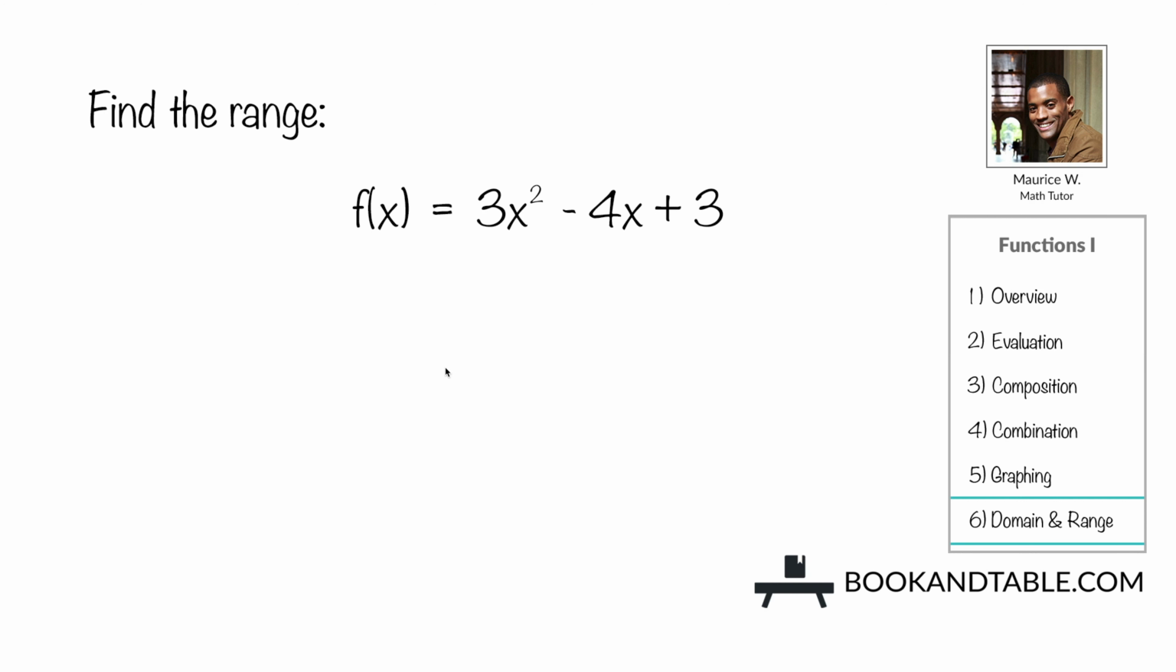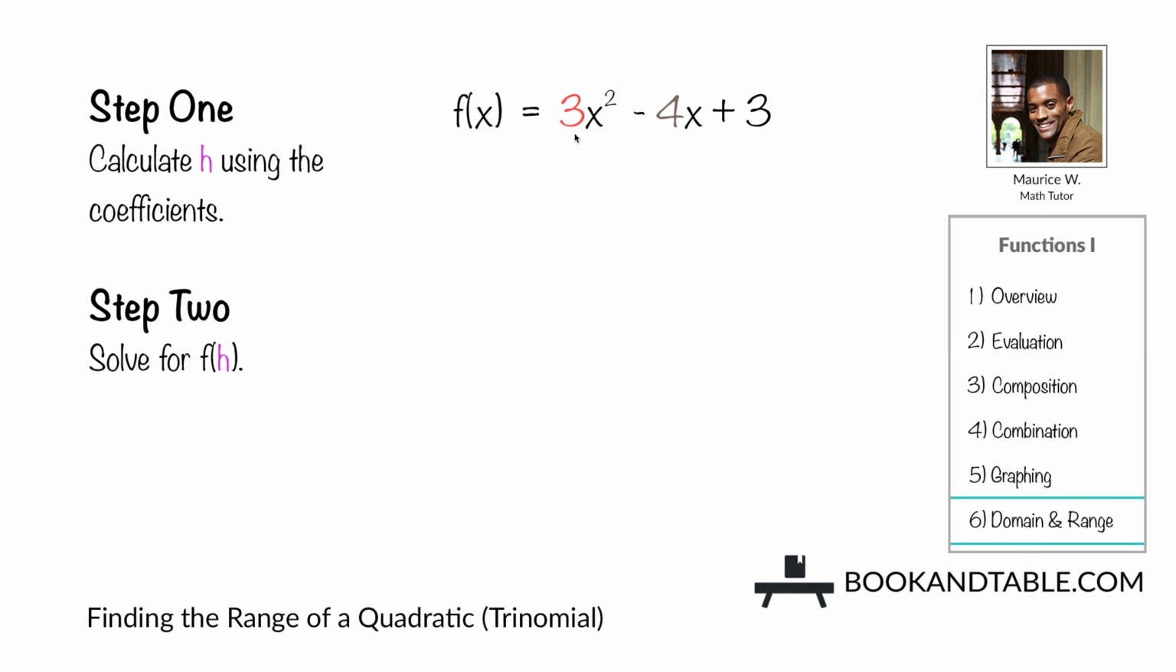Let's say you were asked to find the range of f of x, which is equal to 3x squared minus 4x plus 3. So we want to use the coefficients to first calculate h. So we have h is equal to negative b over 2a. So b is negative 4, and a is 3. So now we can simplify this to find h. Negative times a negative is positive. And we have 4 over 2 times 3, which would be 6. 4 over 6 can be simplified to 2/3. So we have h is equal to 2/3.